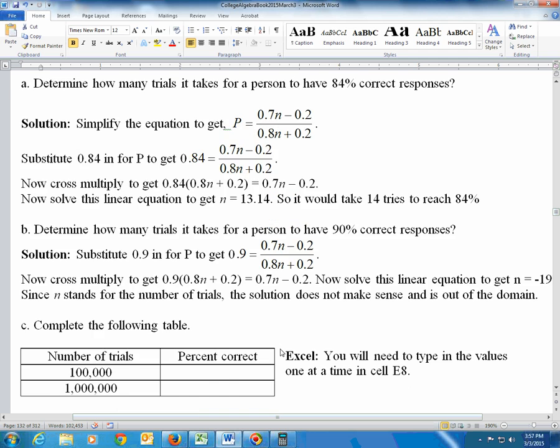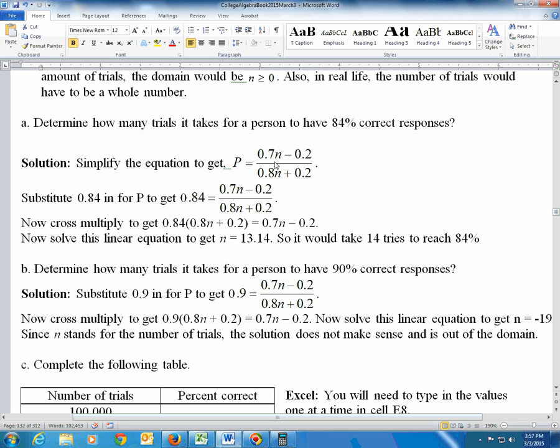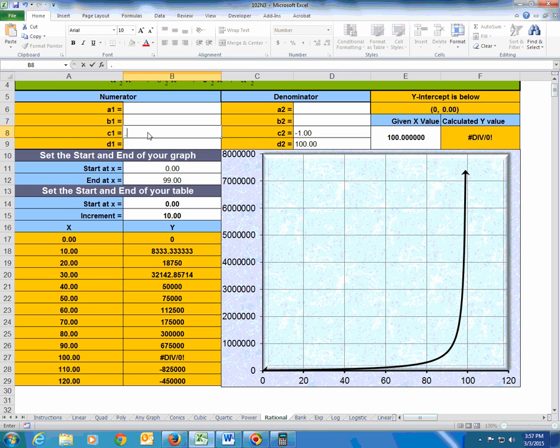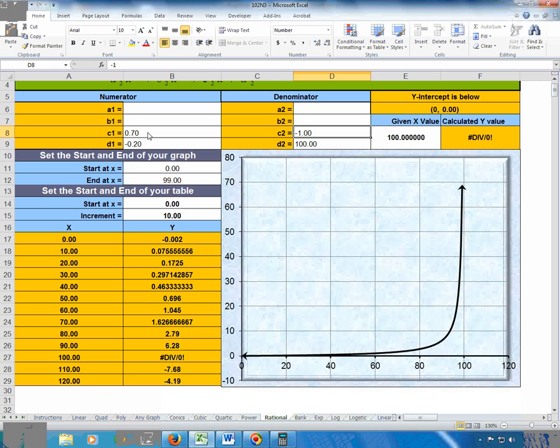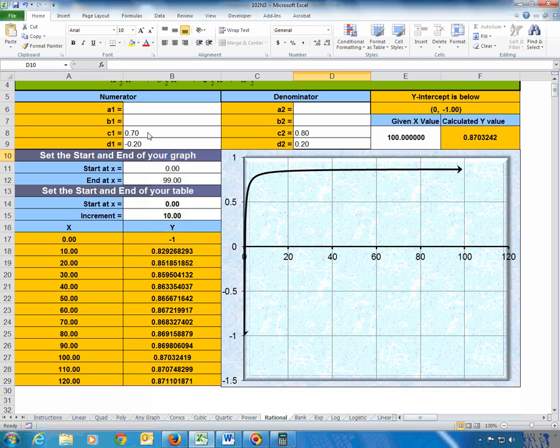Now we can graph this after you simplify to get down to this. So 0.7 minus 0.2, let's put those coefficients in. 0.7 and a minus 0.2. And on the denominator, it was a 0.8, I believe, and a positive 0.2. I think those are the right coefficients. And if we put in larger and larger numbers, what's it approaching? Well, look, here's at 100. How about a million? I get 0.87499, so very close to 0.875. As your number of trials gets larger and larger, your percentage correct levels off to this value right here.